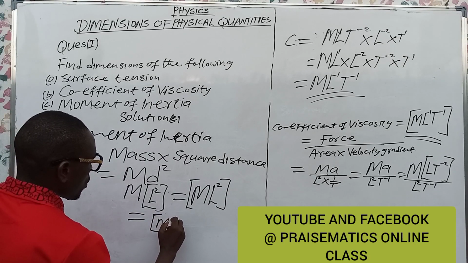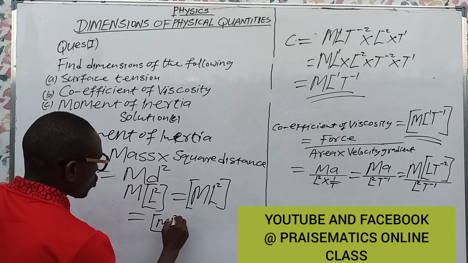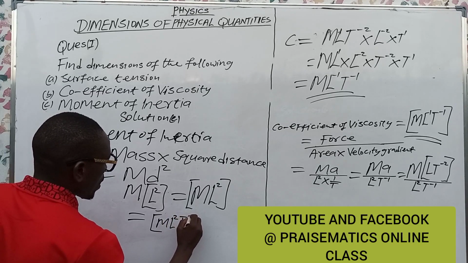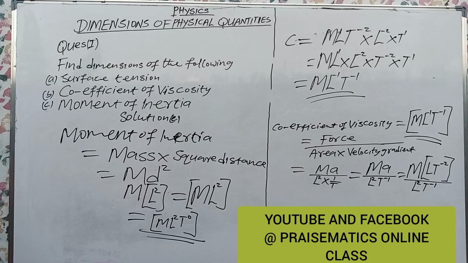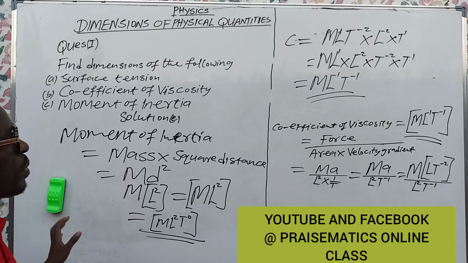And this is the same thing as say M L 2 T raised to power 0. And that is our dimension. That is our dimension of the moment of inertia.